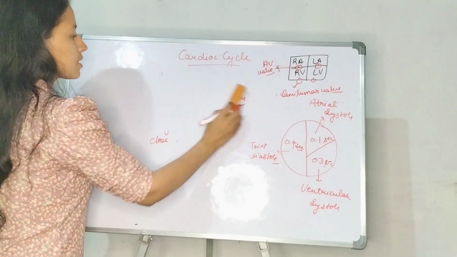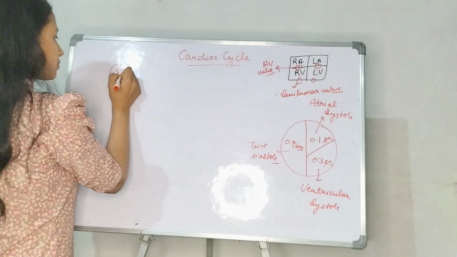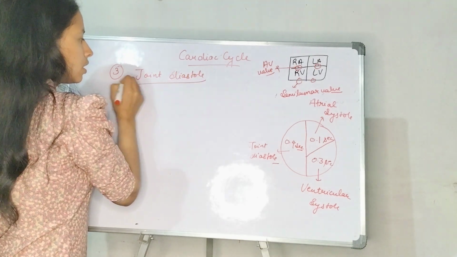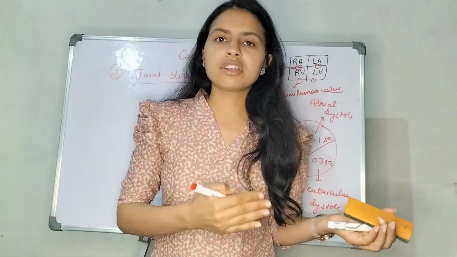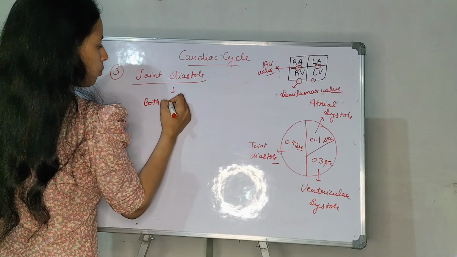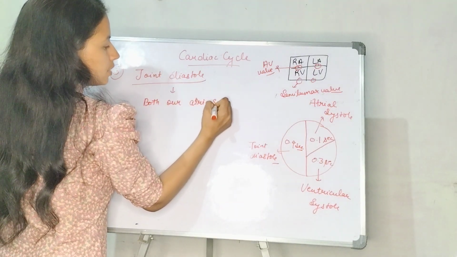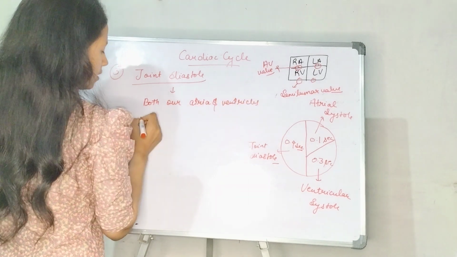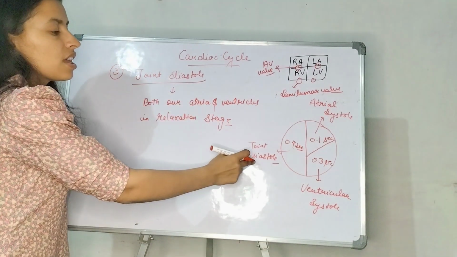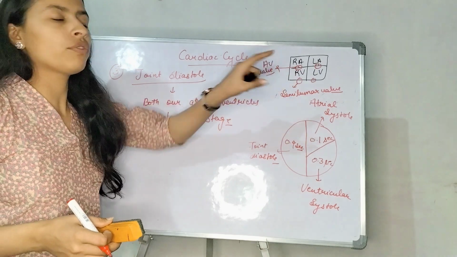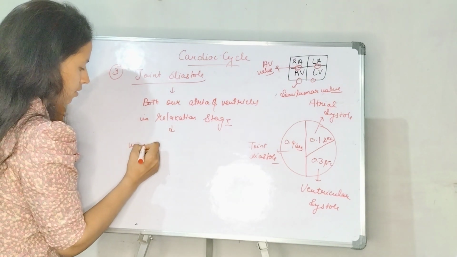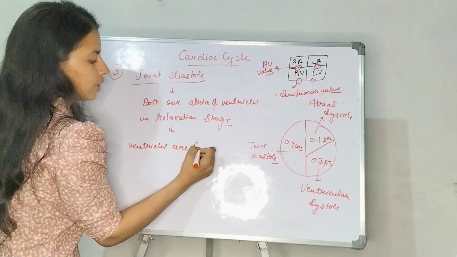So the next stage, or the last stage, is joint diastole. During the joint diastole, both our atria and ventricles are in the relaxation stage. At this stage, our ventricles are filled 70%.